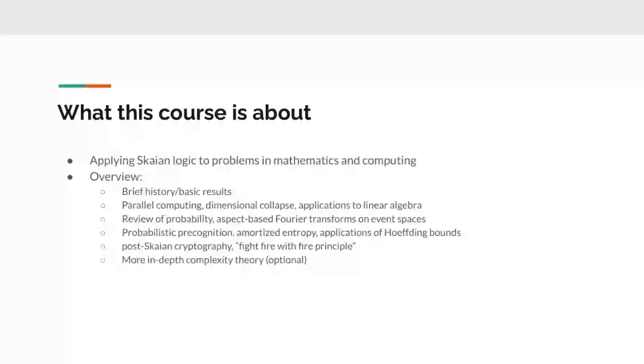So what this course is about is applying Skaian logic, in other words, class specting in slang terms, to problems in mathematics and computing. The brief overview of the course: we're going to do some brief history and some basic results. We're going to go over parallel computing, dimensional collapse, and applications to specifically linear algebra. We're going to do a little review of probability. We're going to try aspect-based Fourier transforms on event spaces. We're going to move into probabilistic precognition, amortized entropy, applications of Hoeffding bounds, post-Skaian cryptography, specifically the fight fire with fire principle, which means that if a mind player is trying to fight you and makes puzzles, you should probably get a mind player to disable the puzzles.